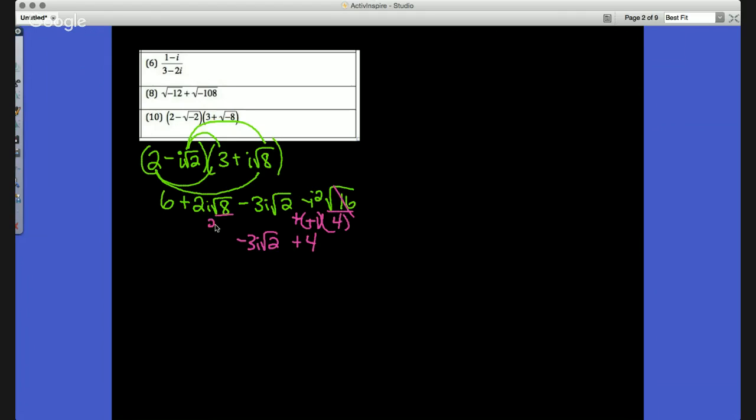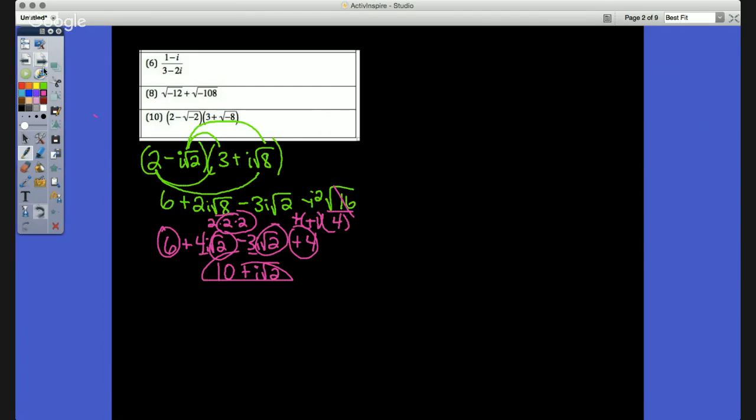And 8 would be 2 times 2 times 2. Or we could take a 2 to the outside to get 4i square root of 2 with the 6 on the outside. Now, once I add this, I can get 10, okay, because 6 and 4 make 10. And 4i root 2 minus 3i root 2 gives me positive i root 2. And the reason why we can add those together is it has the i as well as the same root. If it didn't have one or the other, I wouldn't be able to do it there, okay? All right, perfect.